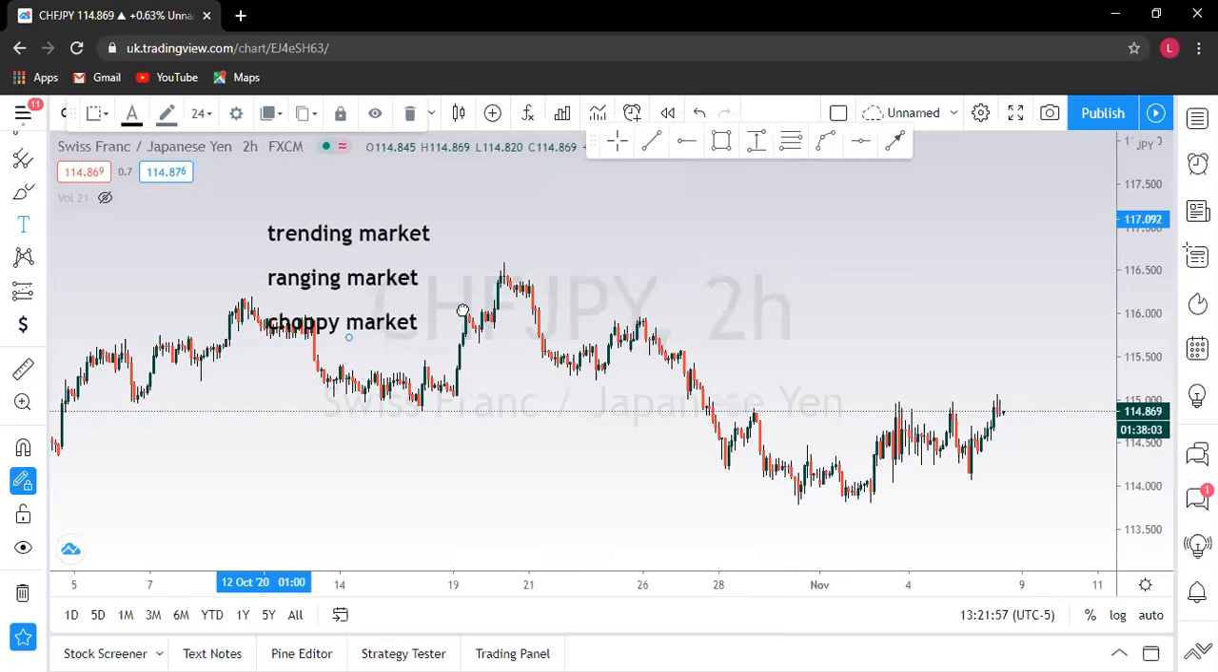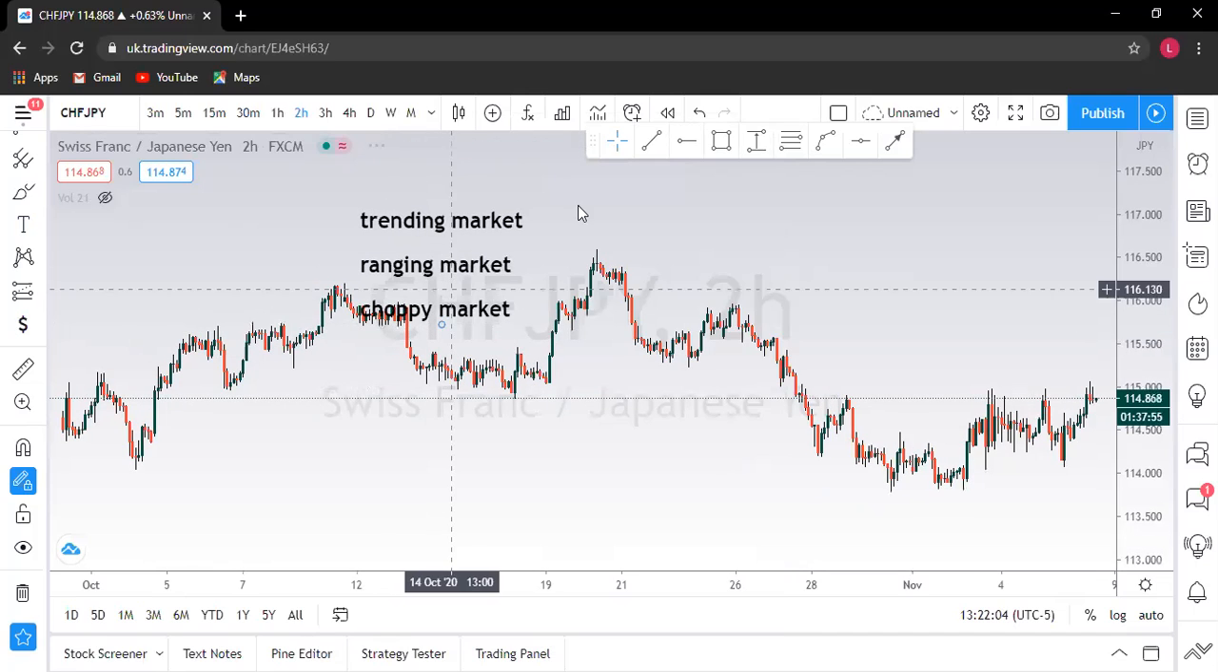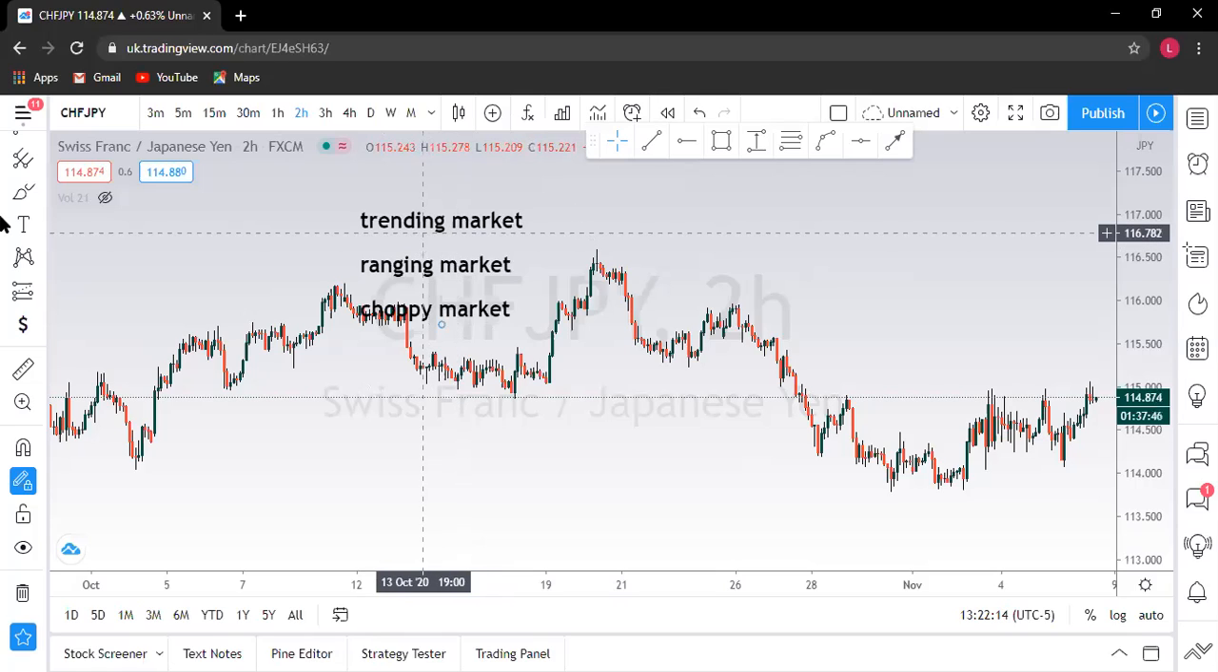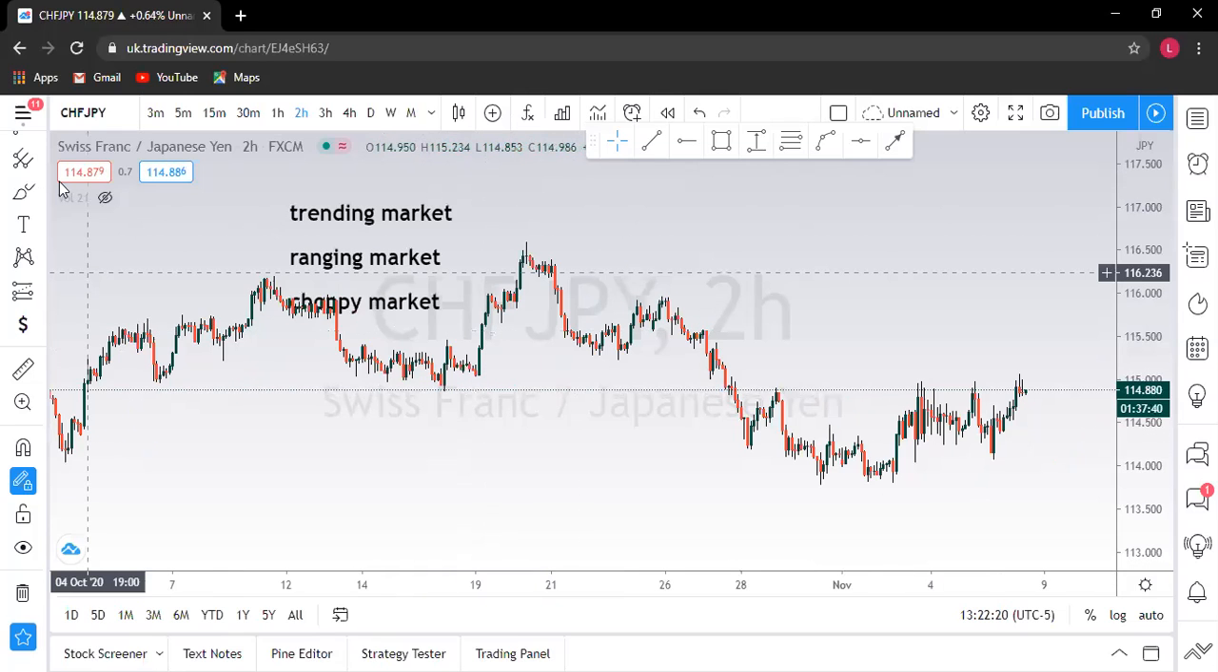Trending market is subdivided into two. We have the upward trend and the downward trend. From the term trending market, you know that this thing is actually trending towards a particular direction, which could be the upward trend or the downward trend. So when you are talking about a downward trend, it means the market is actually going down, and there are two things that you need to look out for on a downward trend.